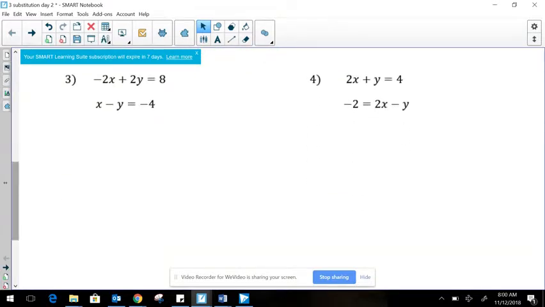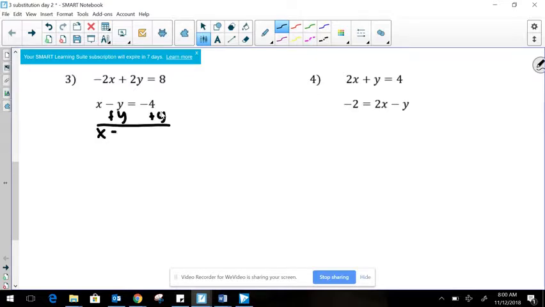Okay, so we look at number 3 and we look for a variable that's by itself. I don't see one that is by itself. So we have to make it like that. The easiest one to work with looks like this bottom equation. If I solve for x here, I can just add y in one step. So I'm going to add y to both sides. So now I'm left with x is equal to y minus 4. Okay, so now I'm working with this equation and the top equation.